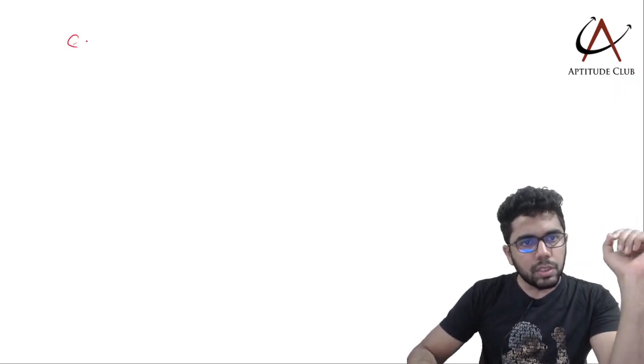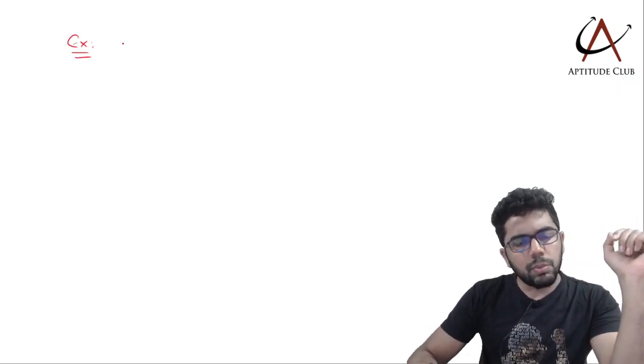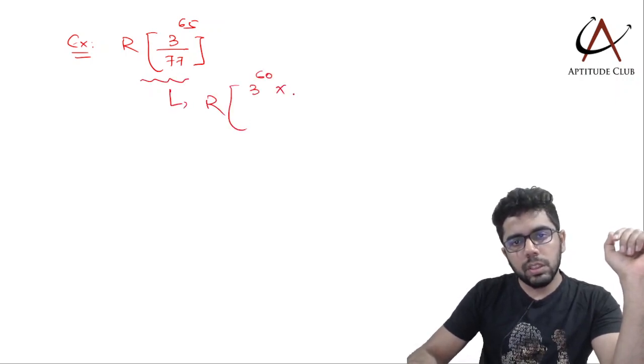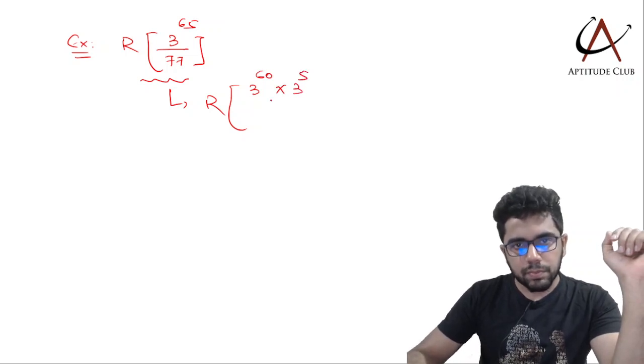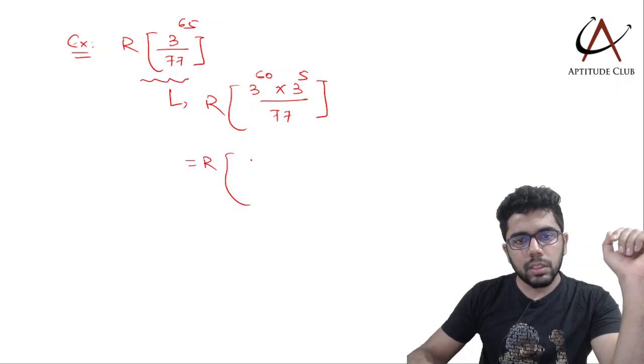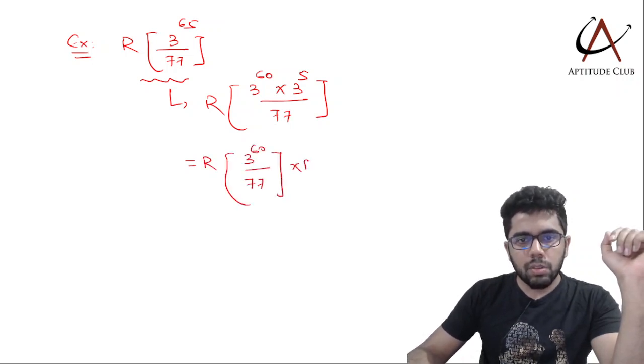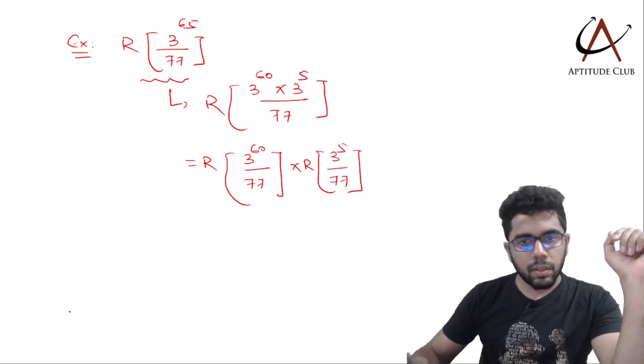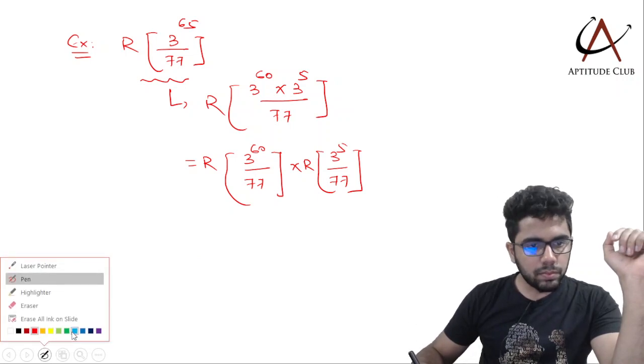So for an example, just to elaborate you a little more, suppose the question would have been like this: remainder of 3 to the power 65 divided by 77. Suppose it would have been like this. तो मैं क्या करता, इसको ऐसे break करता. This is remainder of 3 to the power 60 into 3 to the power 5 divided by 77, and then you can break it in this way. It is 3 to the power 60 divided by 77 into remainder of 3 to the power 5 divided by 77. And here the remainder of course is 1.